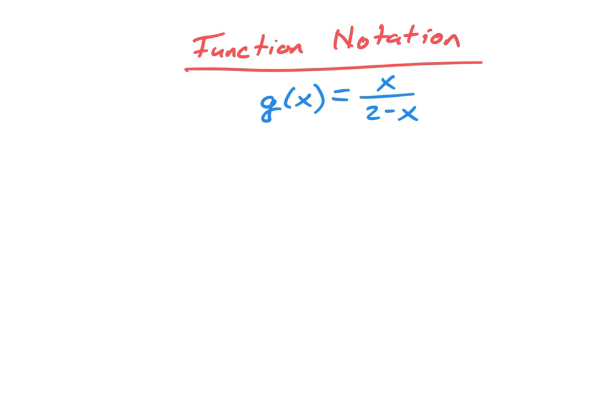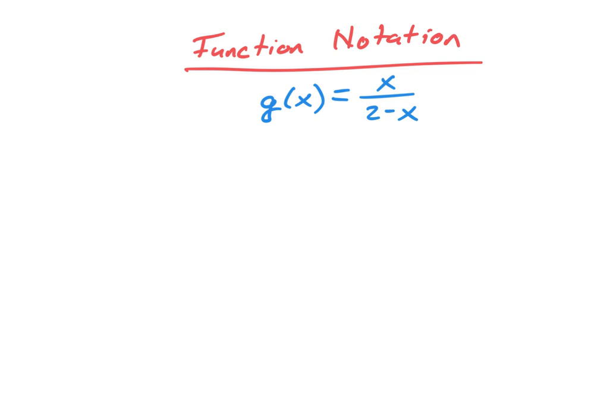So g of x is representing the function. G of x is really a fancy way of saying y. So a lot of times we might say y equals x over 2 minus x. G of x replaces the y. I would still plug some numbers in for x, and I would find out what it's equivalent to.